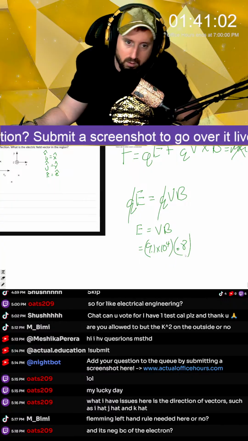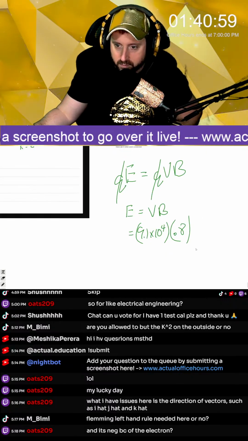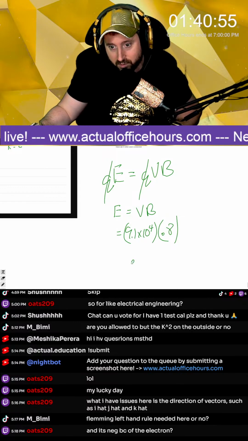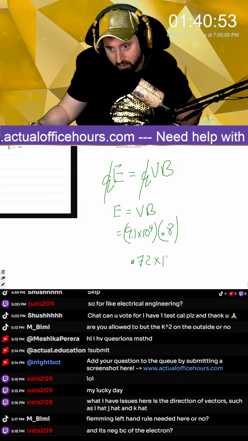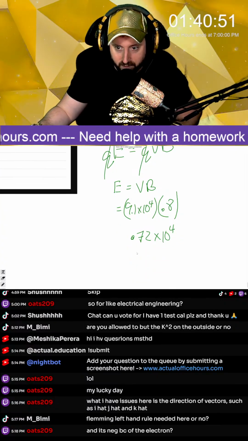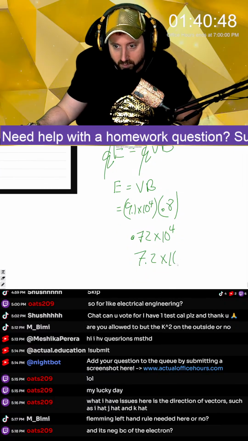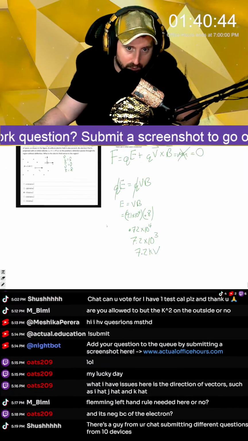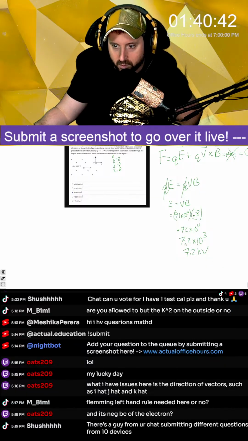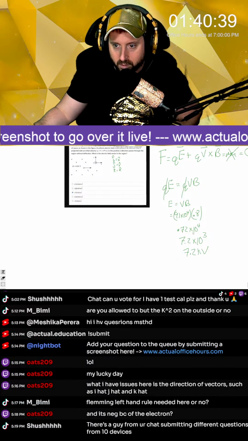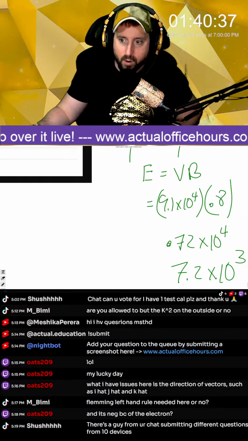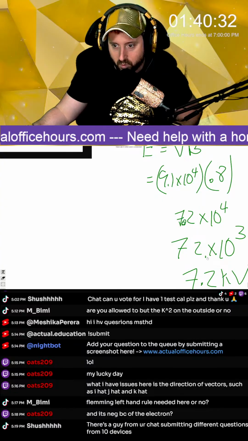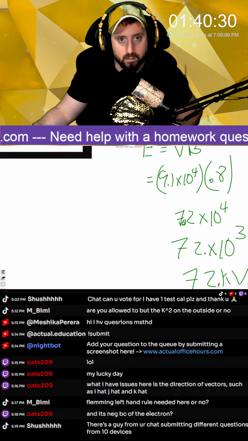Okay, cool. So, yeah. Just looking at this, I know 8 times 9 is 72. So this is going to be 0.72 times 10 to the 4, which is the same thing as 7.2 times 10 to the 3, which is the same thing as 7.2 kilovolts. So which one has, or 72, no, yeah, sorry, I wrote this wrong. 0.8 times 9 is 7.2, and then you move it over. There you go, 72.